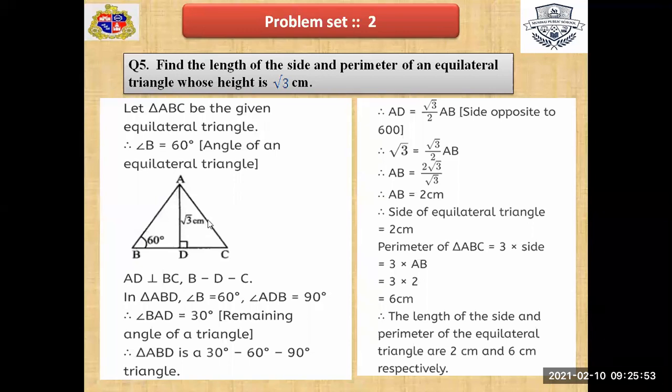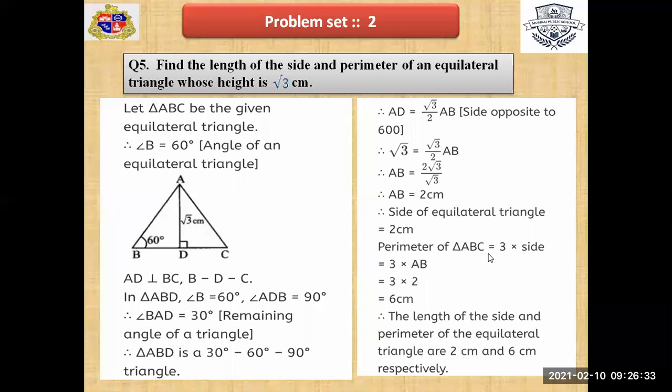Okay. So AD is the side opposite to 60 degree. So the side opposite to 60 degree is equal to root 3 by 2 times AB. So root 3 as it is, and this root 3 gets cancelled. We get AB is equal to 2 centimeter. As we know that all the sides of an equilateral triangle are equal, AB is 2 centimeter, BC is 2 centimeter, and AC is 2 centimeter. Okay. So the length of the side of the equilateral triangle is 2 centimeter.